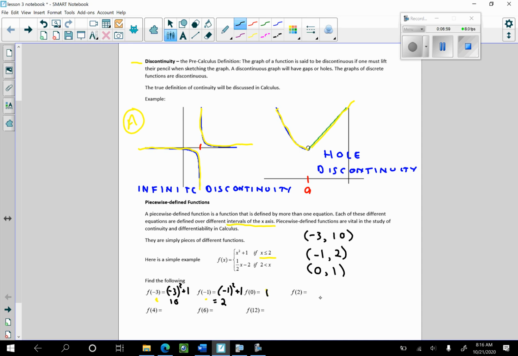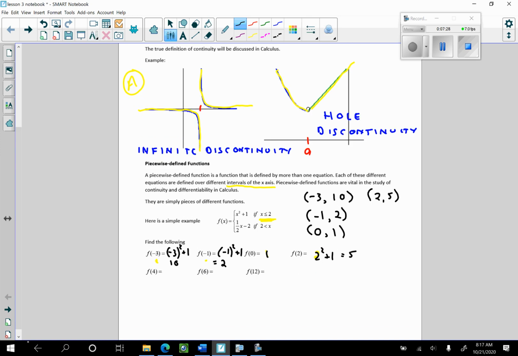And where is 2? It's right here. 2 is less than or equal to 2. So I'm going to use the top piece to evaluate f of 2. And this is going to be 2 squared plus 1, which is equal to 5. So that's going to give me another point, 2 comma 5. I'm going to find 3 more function values for this particular function.